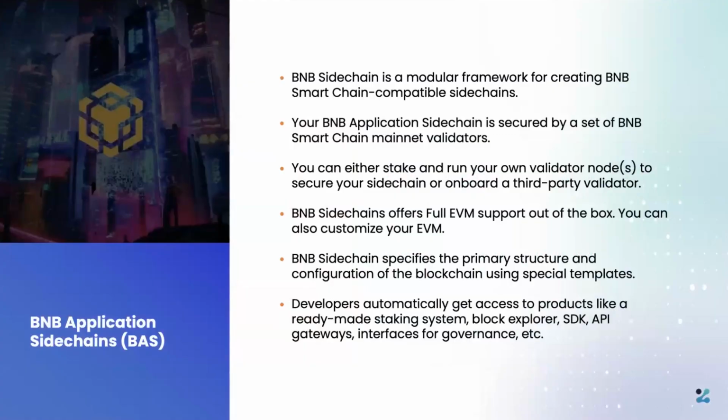Then there's the BNB application side chain. So very similar to what we discussed about Avalanche and Polygon. BNB also has launched its side chains, and again, the concept is very similar. It's your own custom blockchain. You can configure, you can customize, you have your own native token, you can control your gas fee. And again, you can either stake on the main chain, or you can run your own validator nodes to secure a side chain, or onboard a third-party validator who is already working on the main chain. So very similar to what we discussed about subnets.